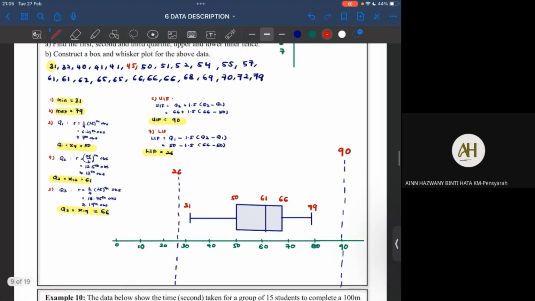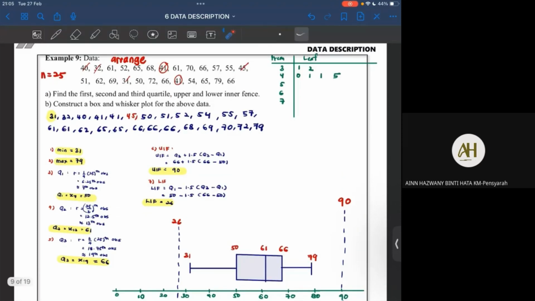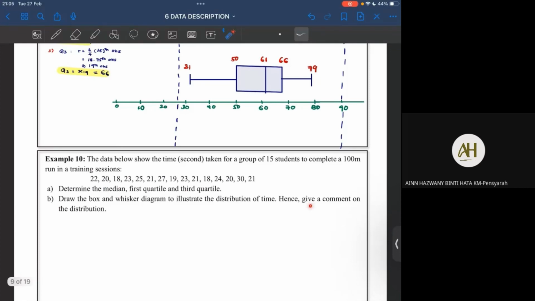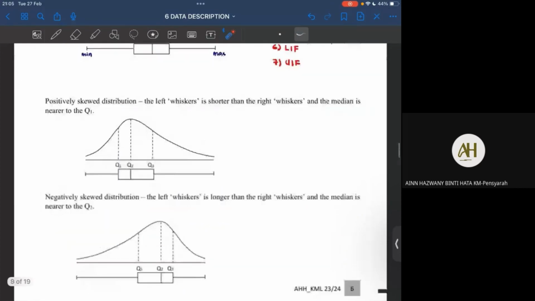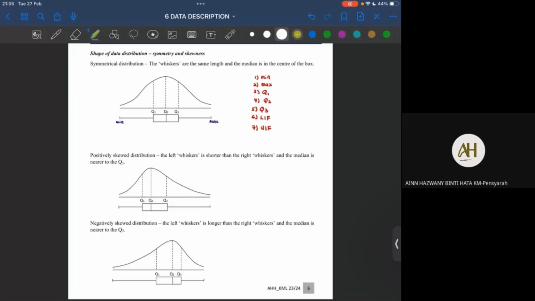Okay, the question said, tak ada sebut. Okay, let's see. Dia cakap give a comment on the distribution. Okay, so kalau kamu tengok diagram di sini ada 3 jenis. So kita ada symmetrical distribution, kita ada positively skewed distribution, kita ada negatively skewed distribution. So skewness of the data, which is kita akan belajar di topik 6.3 measures of dispersion. So ini salah satu cara untuk kita determine skewness kita, okay, by using box and whisker plot.